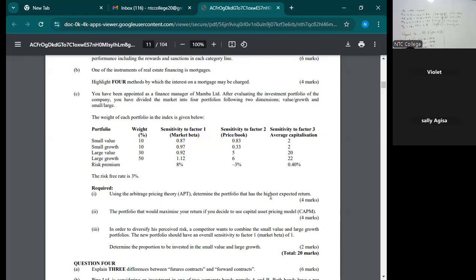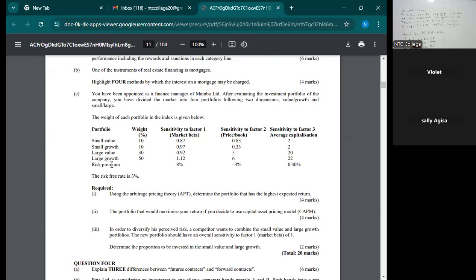Using the arbitrage pricing model, determine the portfolio that has got the highest expected return. So we have the weight and sensitivity factor. Sensitivity factor, what did we say it is? Risk, which is measured in beta. And then we have sensitivity factor 2. This one is for the market. Then we have the risk premium being given there. They are asking, using the arbitrage pricing model, determine the portfolio that has the highest expected return.